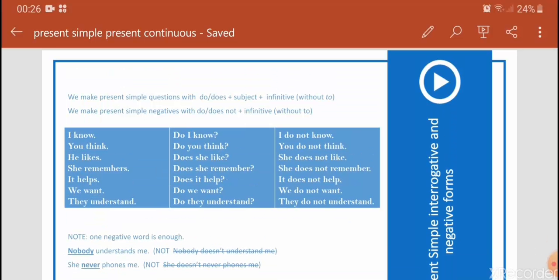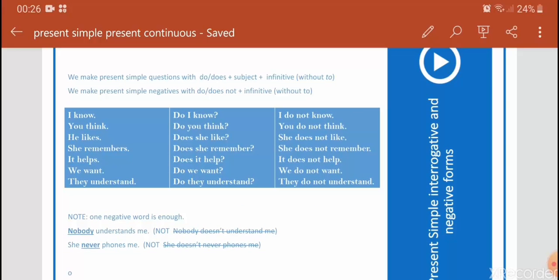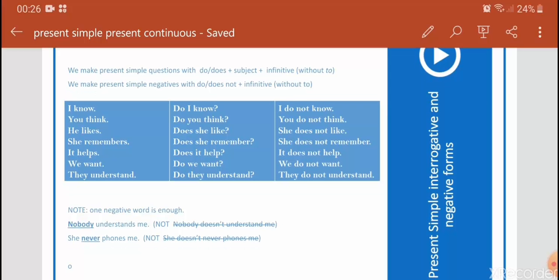So we make present simple questions with do, does plus subject plus infinitive without to. We make present simple negatives with do, does, not plus infinitive without to. So we have to keep in mind that in neither situation do we use to.